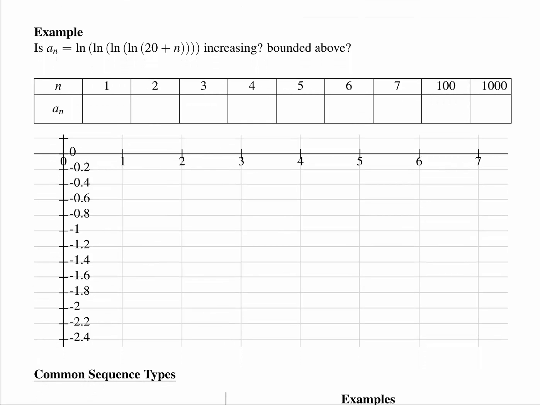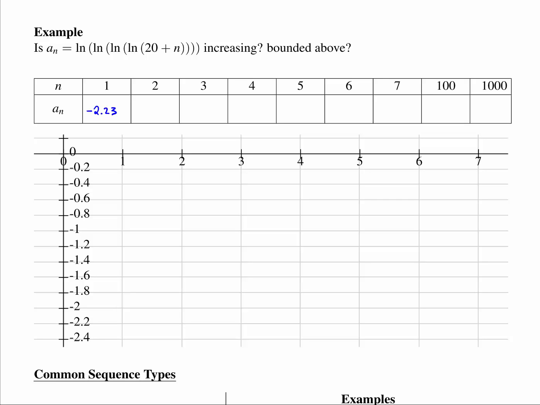So the term formula here is a_n is the natural log of the natural log of the natural log of the natural log of 20 plus n. And we could ask, well, is this increasing? Is this bounded above? And once again, we could do the same thing. So we could take the 4 times iterated log of 21, so that's n is 1 plus 20, and then take those subsequent logs, and we'd come up with an answer of minus 2.23 just by plugging them into our calculator.